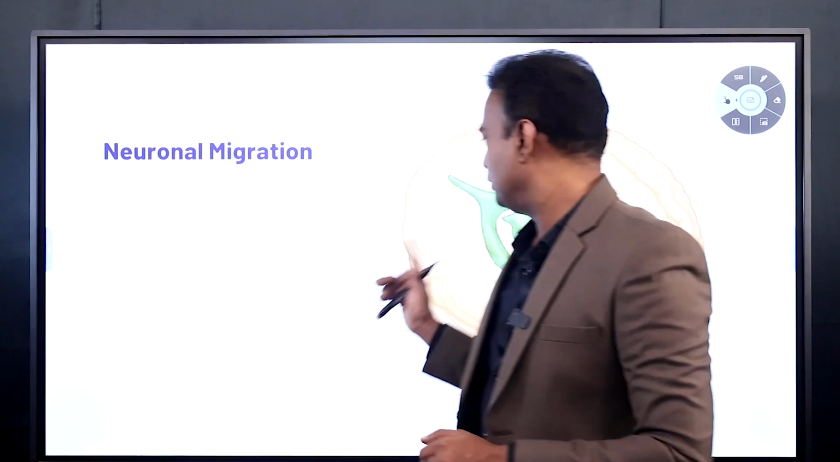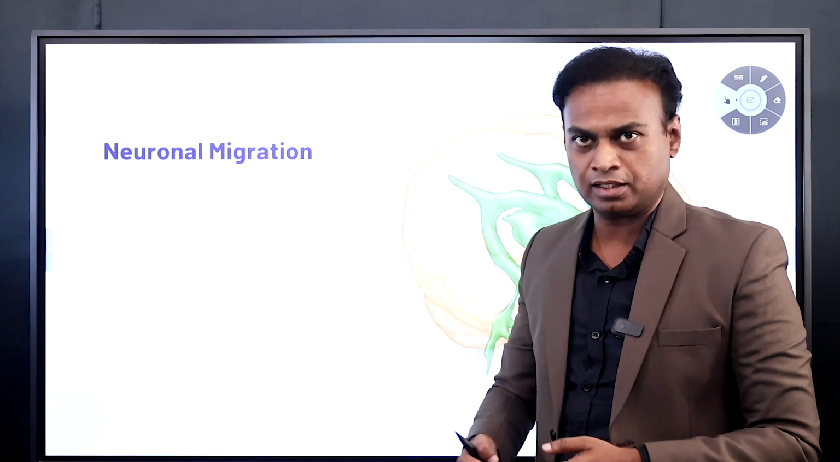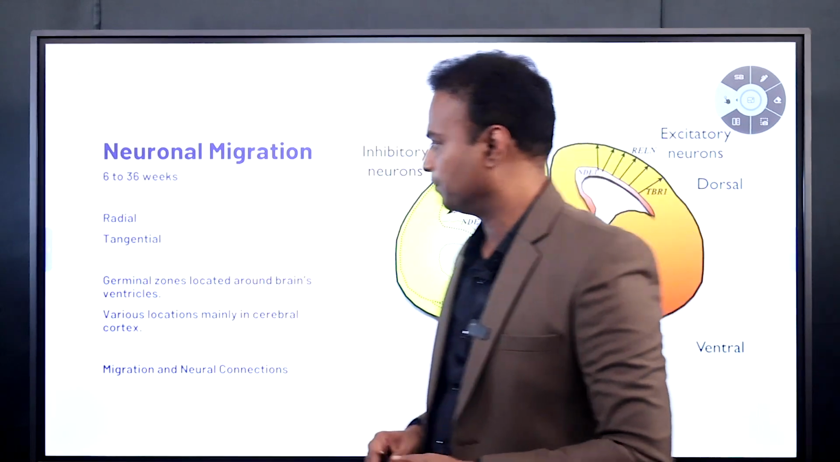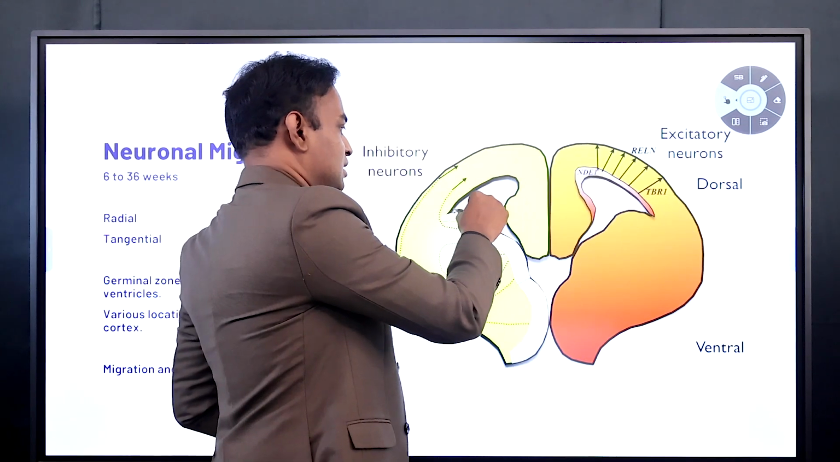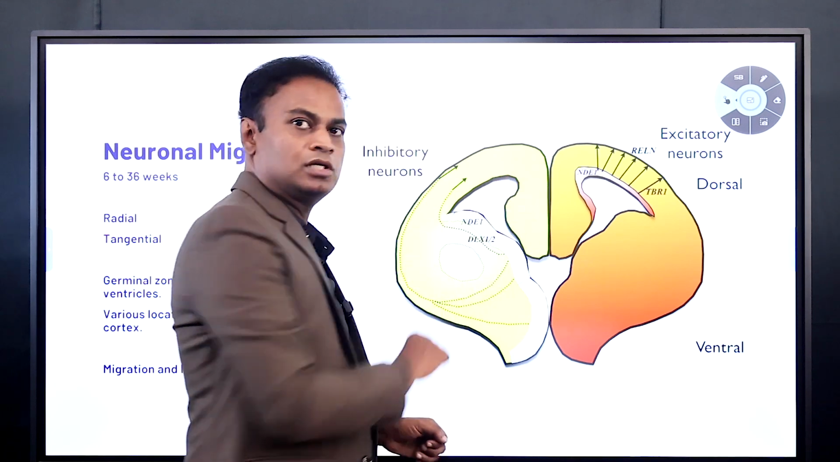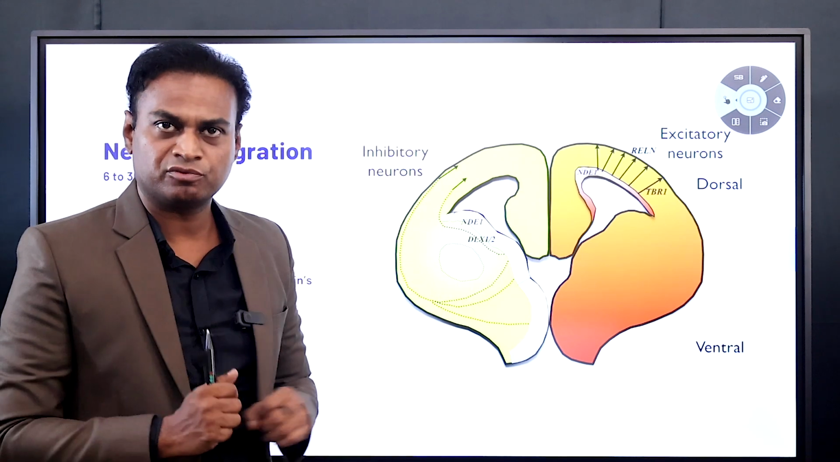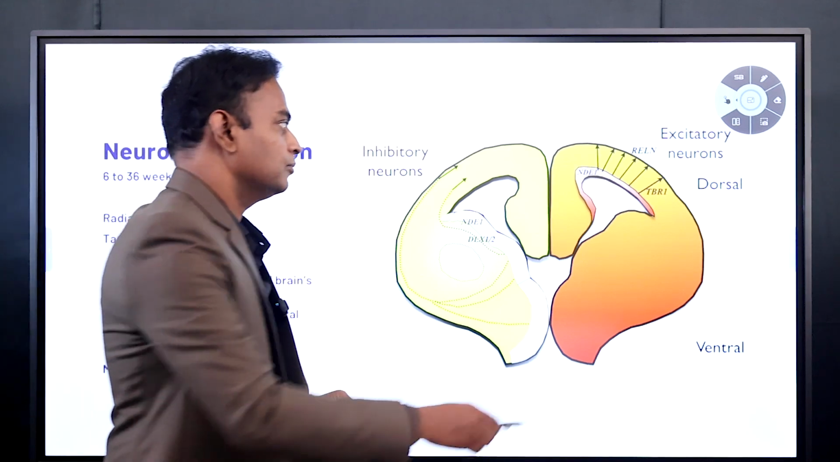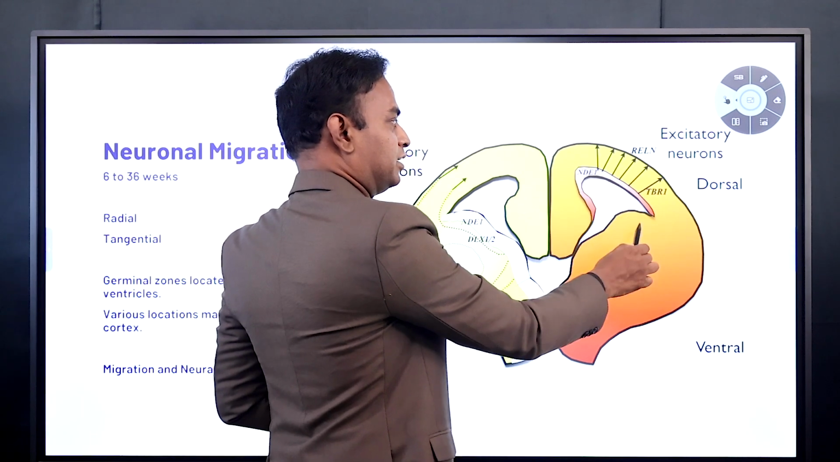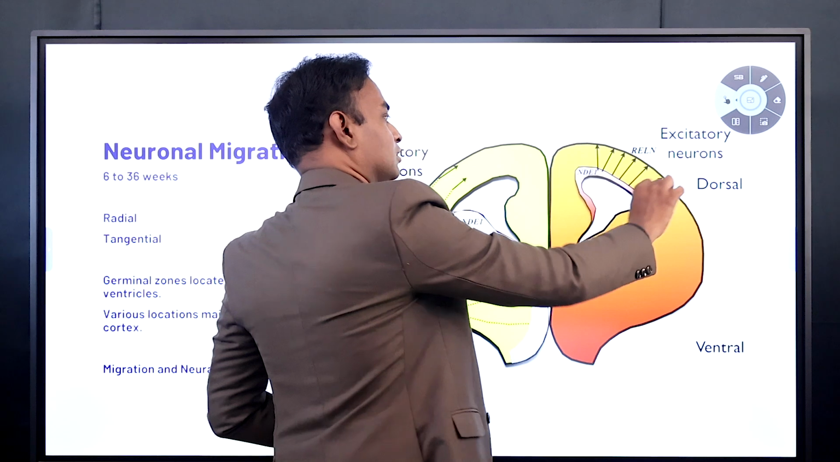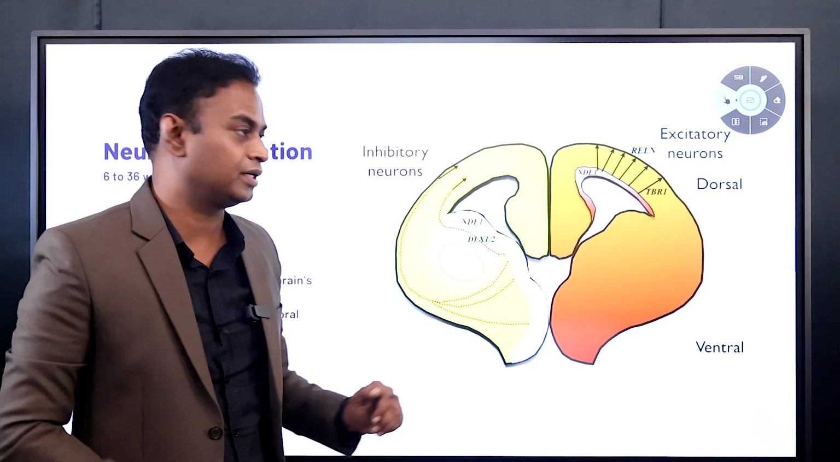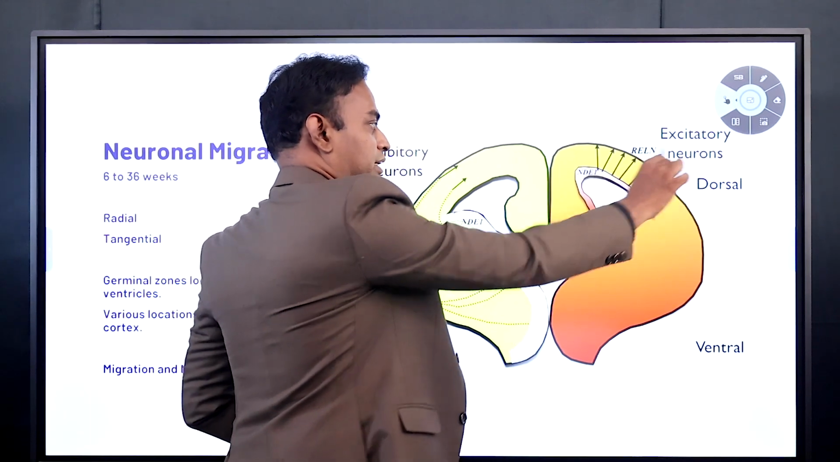How is it happening? When you take the cross section of it, when you cut it like that, this is the diagram. See, this is the empty space. Okay, these are known as the ventricles. There are two types of migration that can occur. Whatever neurons are generated here will migrate in this way. This is known as radial migration. Radially the neurons are migrating like this.